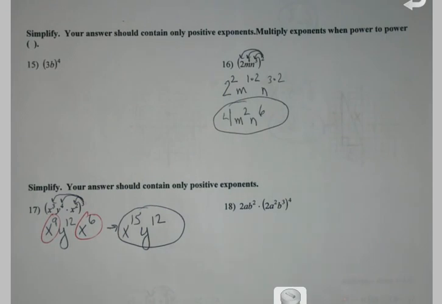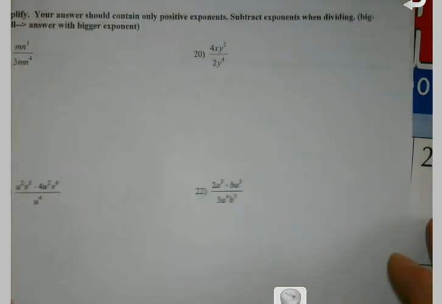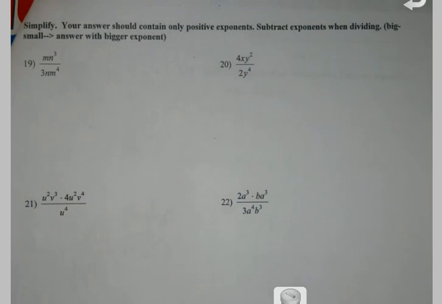It'd be the same thing I'd be doing on 18. I'd deal with the parentheses first and distribute, and then you just multiply the numbers, but you add your exponents. And we kind of just keep playing with this stuff a little bit as we go. Let's see what else we got here. Definitely want to do a couple of them back here. All right, simplify. Your answer should only contain positive exponents.